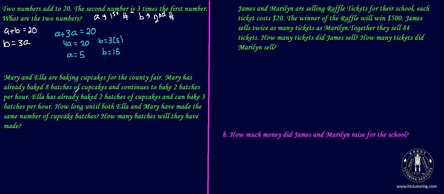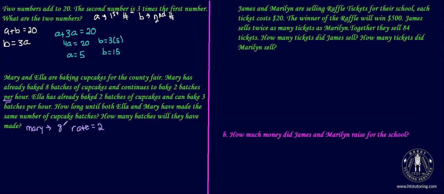Okay, well, let's think about this one. We've got some information on Mary. She has already baked 8 batches. Okay, so we're starting with 8. And continues to bake 2 batches per hour. Batches per hour. What does that tell us? Well, when we have something per something else, or I could also say batches each hour, it's just a rate. So I have some rate here. So my rate equals 2. So now I have a starting value and a rate.